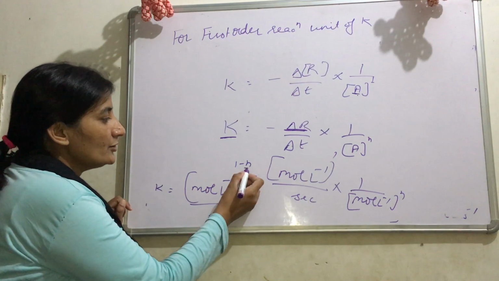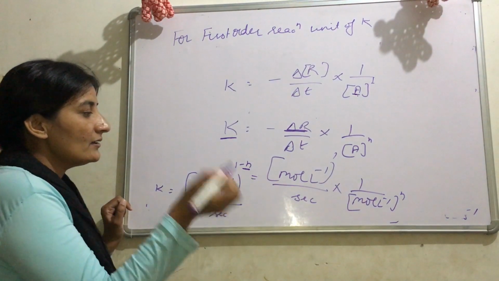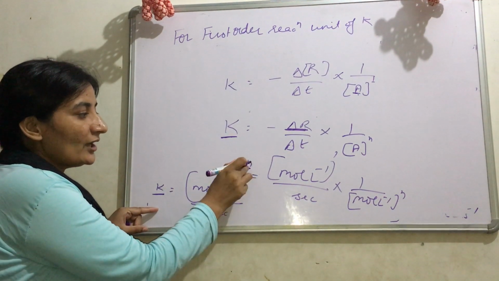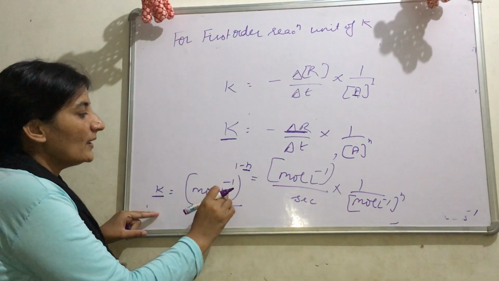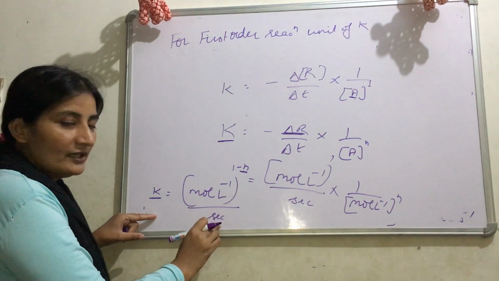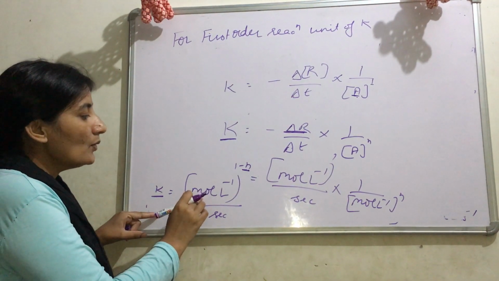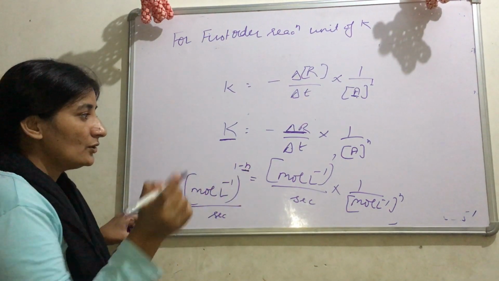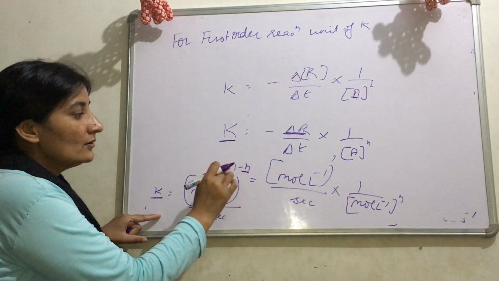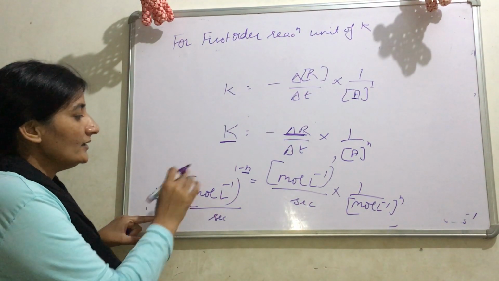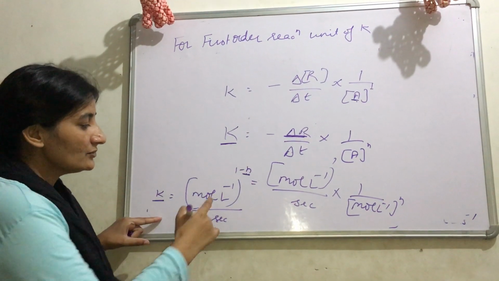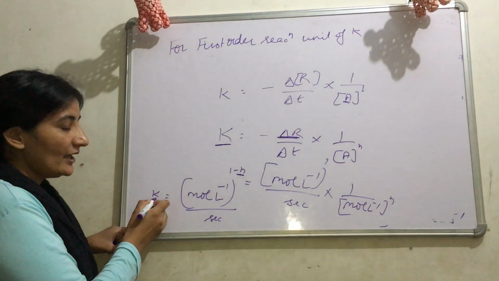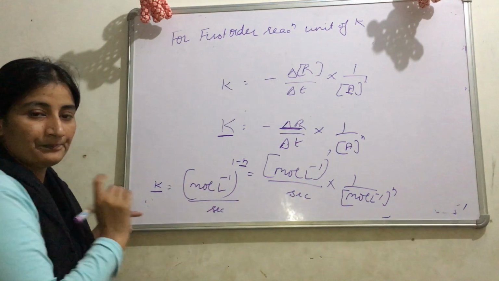Simply we can substitute the value of n here and we can easily obtain the unit of K. For zero order reaction we put n as 0 here, then mole per liter raised to power 1 divided by second. Then the unit becomes mole per liter per second. If it is a first order reaction, then we put n as 1. 1 minus 1 is 0. Anything whose power is 0 becomes 1. This term becomes 1, then 1 divided by second. So the unit of K becomes second inverse.